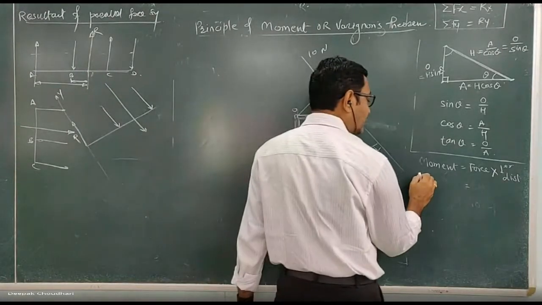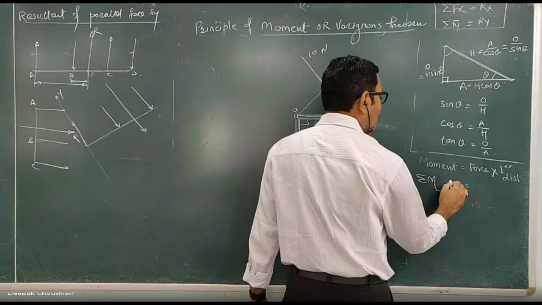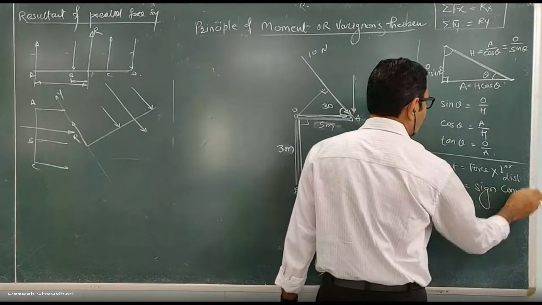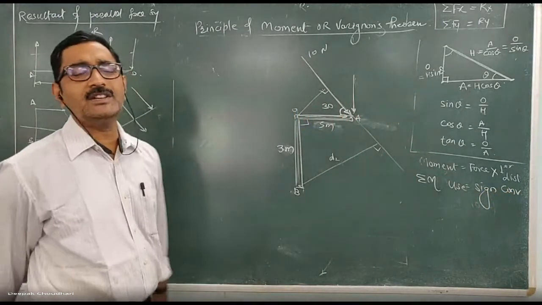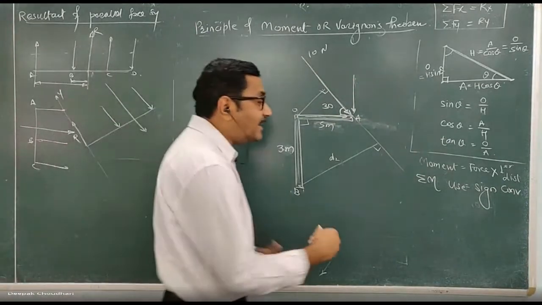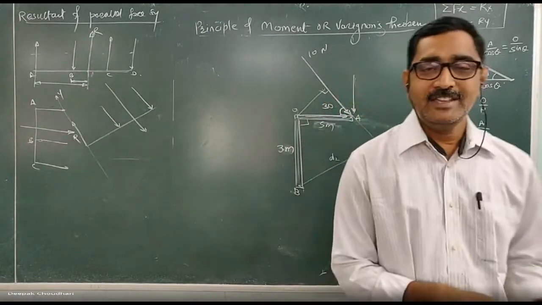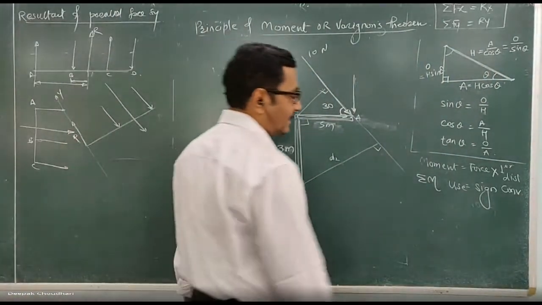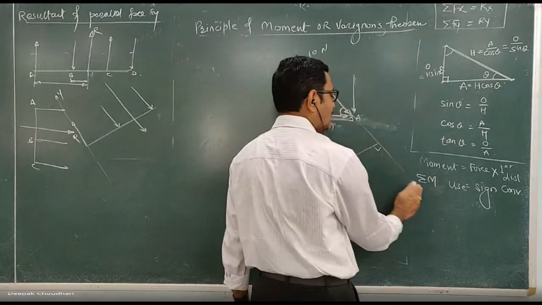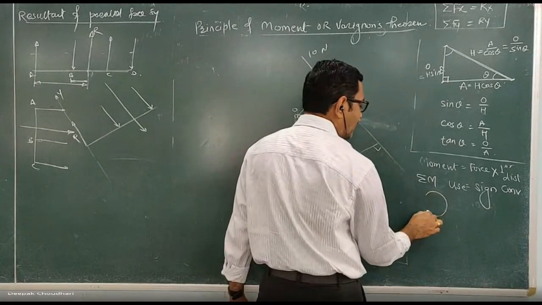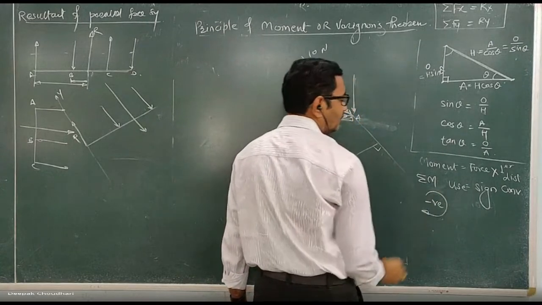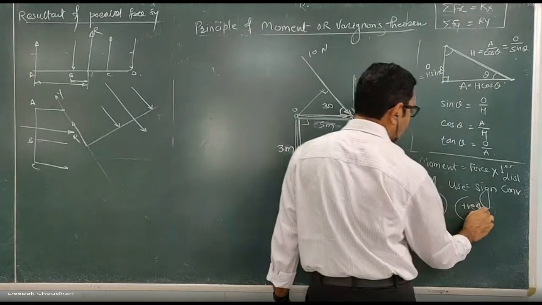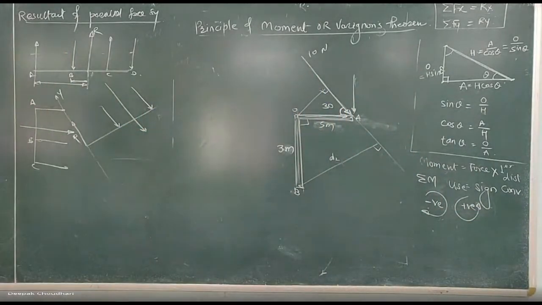Clear? Whenever we take the summation of the moments, you have to use the sign convention. For the moment of a single force, there is no need for the sign convention, but whenever you are adding moments, because moment is a vector quantity, either you have to take the vector summation or use the sign convention if they are acting in the same direction. Now, what is the sign convention for the moment? A clockwise moment is negative and an anti-clockwise moment is positive. You have to use this sign convention to add the moments.